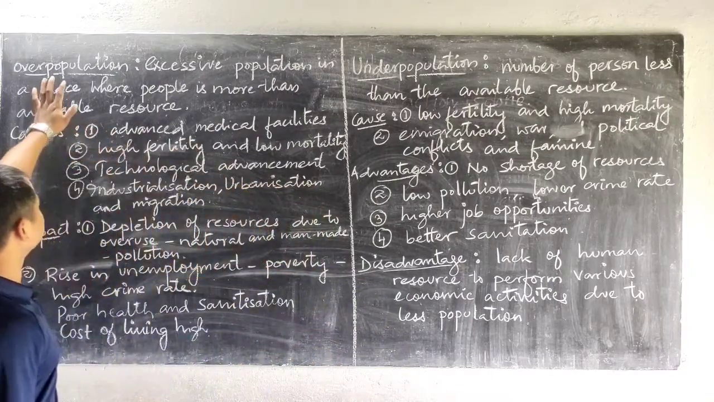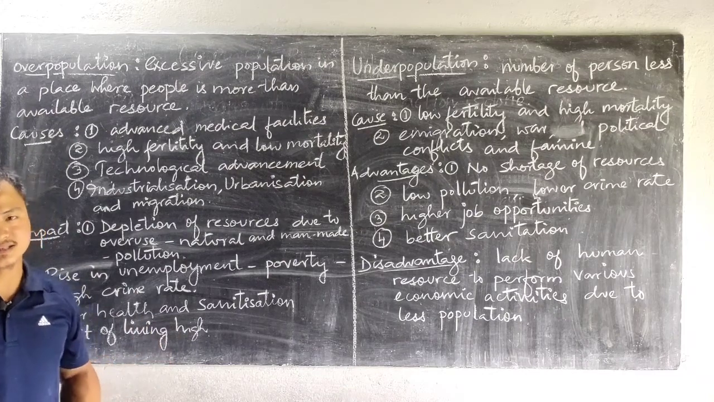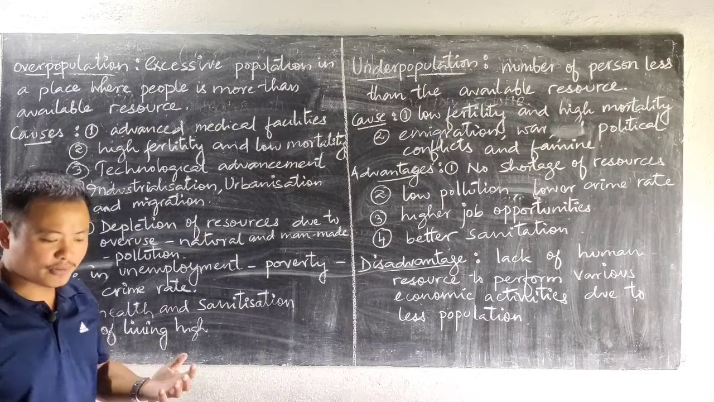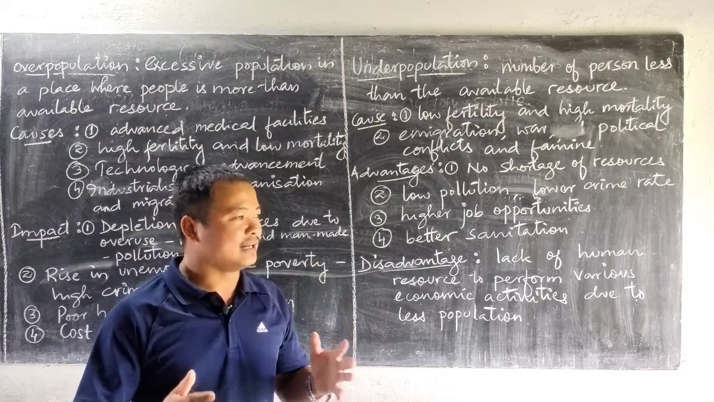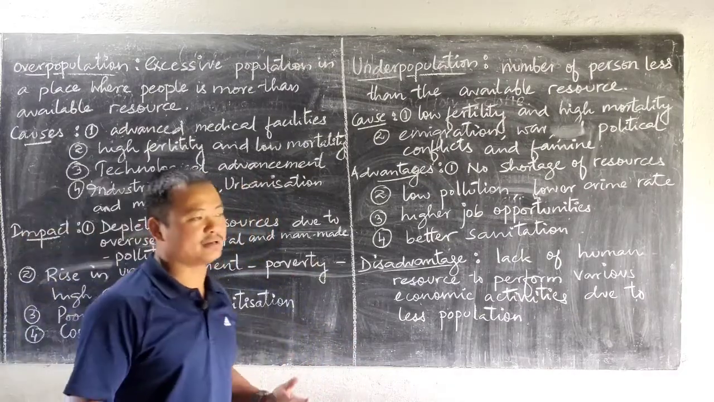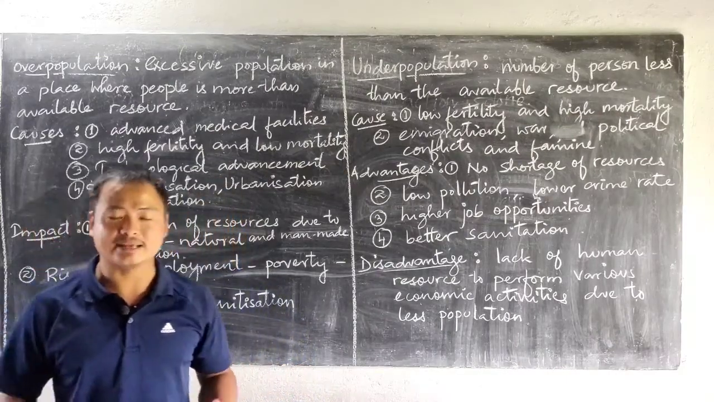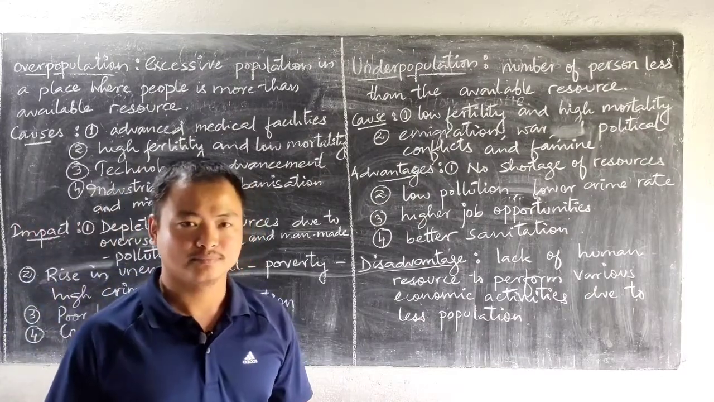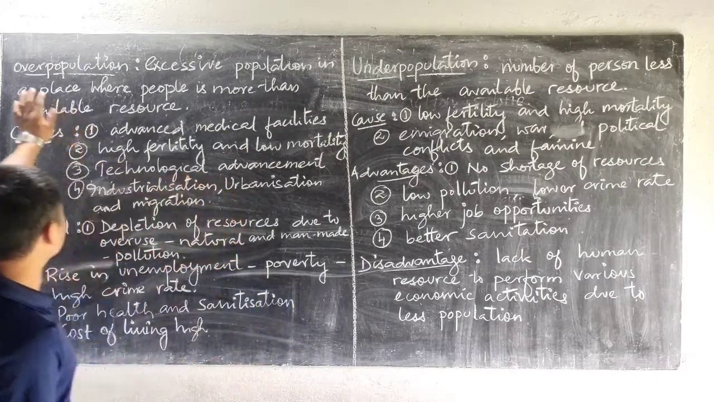Overpopulation. First, the term over means excess here. Excess of what? We are discussing population, population in the form of humans. When the number of people living in one particular region exceeds the available resources, that is what we call overpopulation. That means in a place, if the number of people is very high and the available resources are very few, we call it overpopulation.